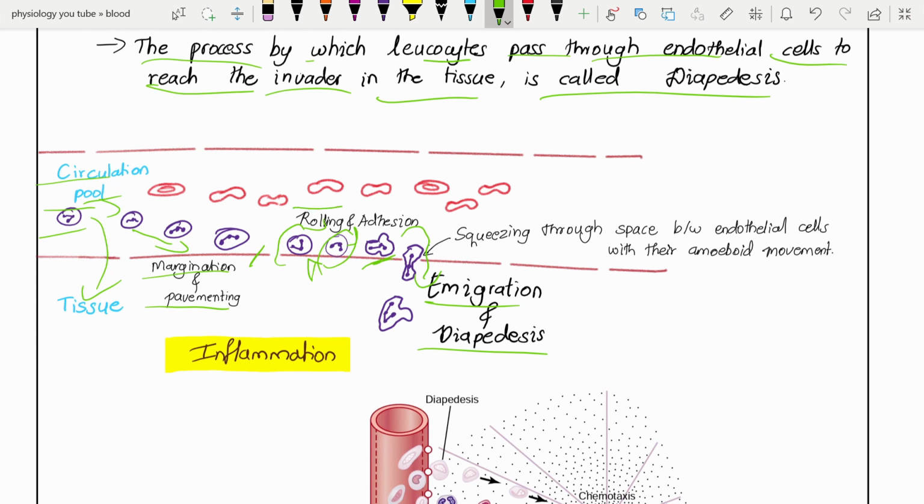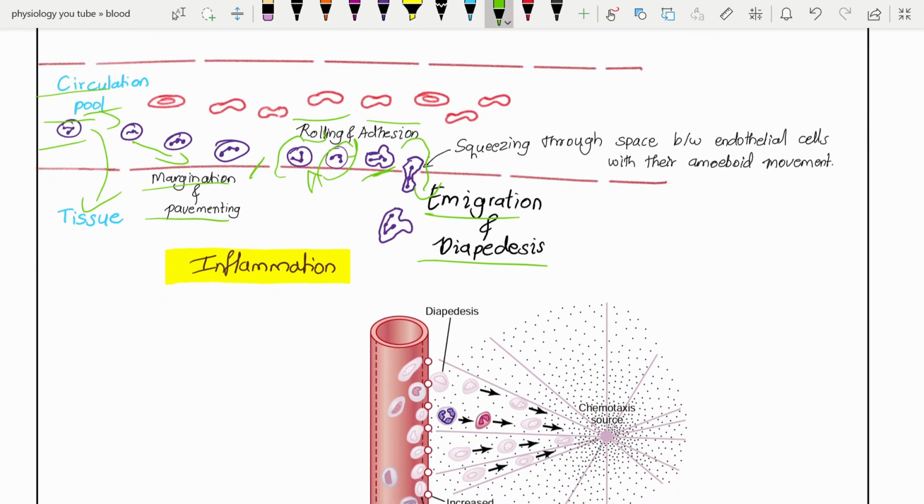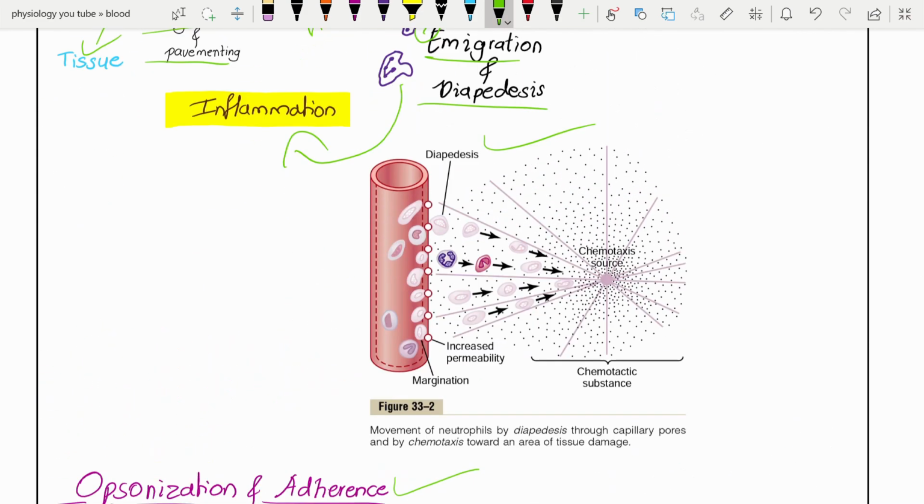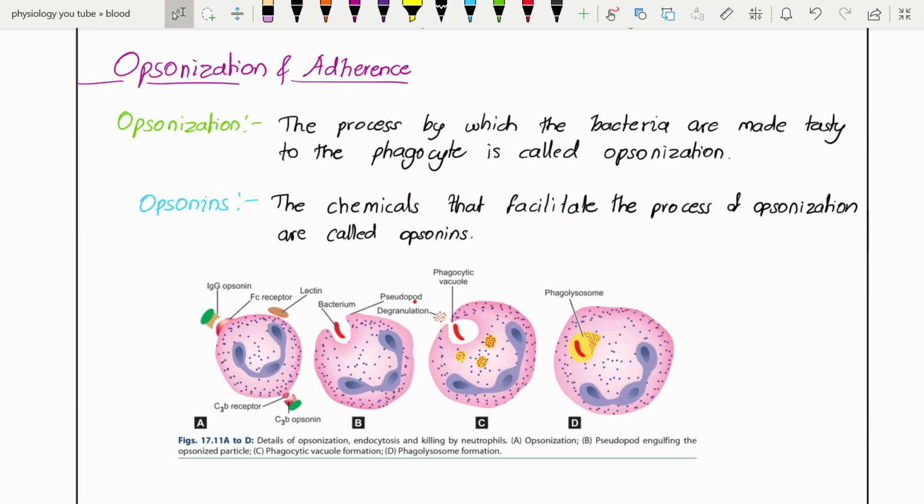The earlier process is called rolling and adhesion. Once it happens, it reaches the inflammatory region. It's the figure from Guyton. You can study it. That's very easy.